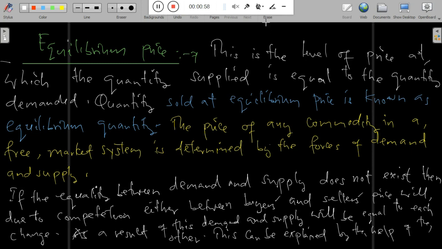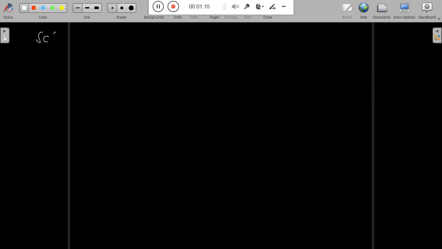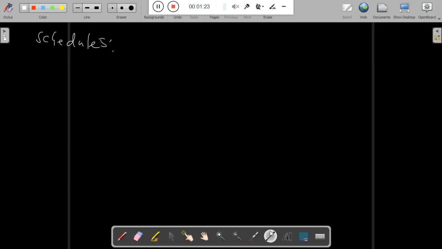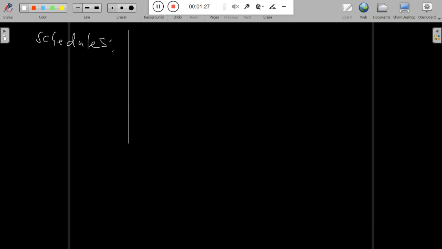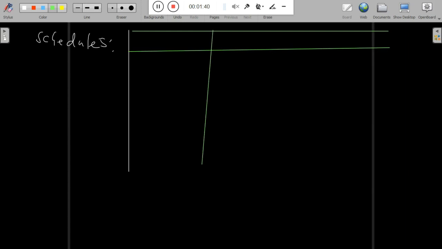If equality between the demand and supply does not exist, then due to competition between the buyers and sellers, the price will change. As a result, demand and supply will become equal to each other. So the equilibrium price is the level of price at which the quantity supplied is equal to the quantity demanded. We can demonstrate this with the help of a schedule, the following table.